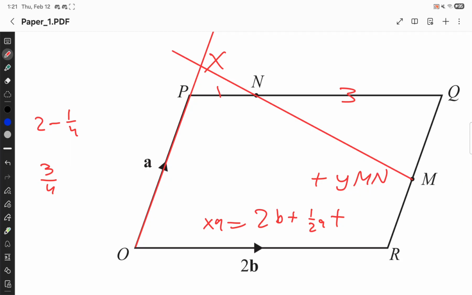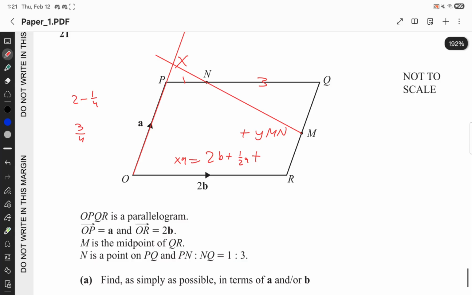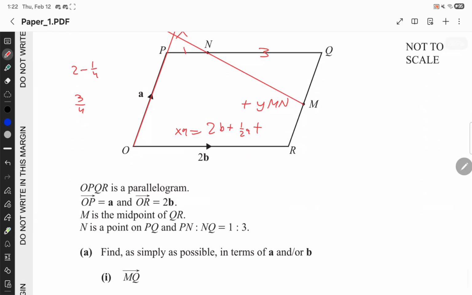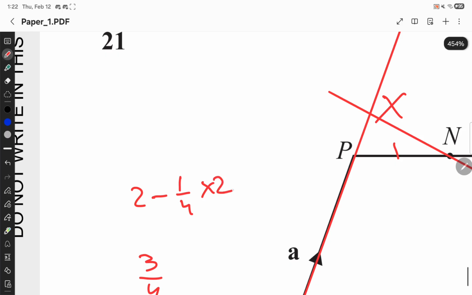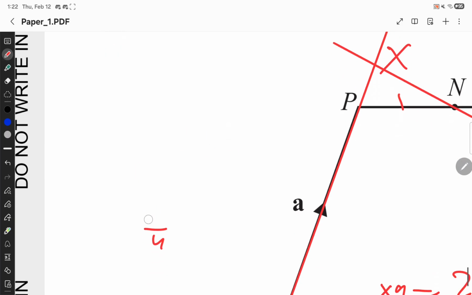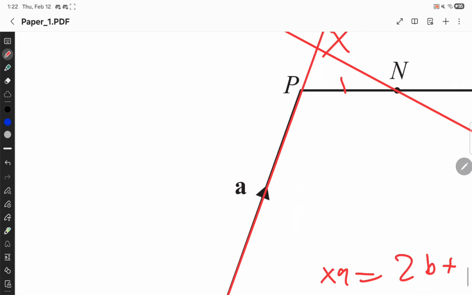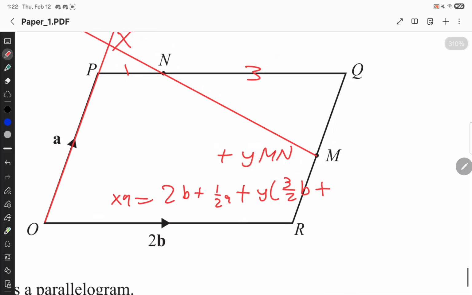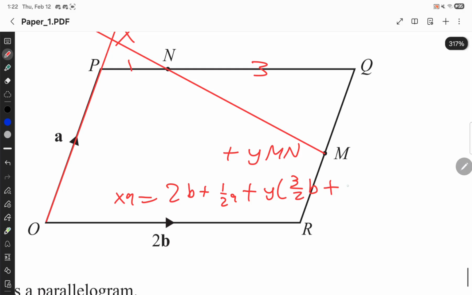What? Wait. Oh, I'm an idiot. Times a half times 2. Yeah, sorry. This is 3 over 2. Yeah, 3 over 2 b. Sorry, I haven't solved this question in a while. 3 over 2 b plus a half a. A half a. You know, half a.